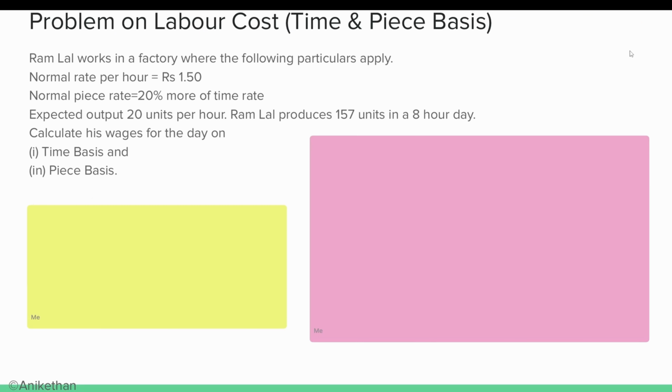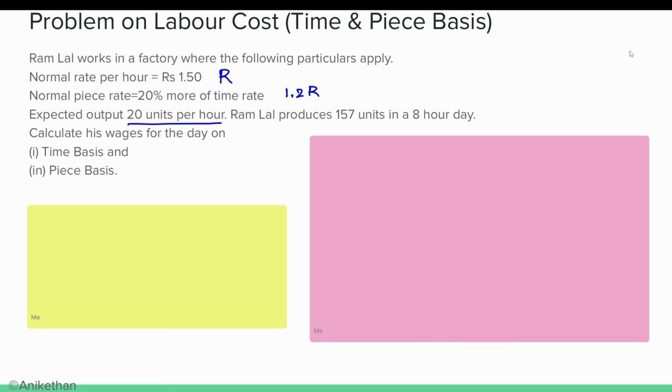So let's see a problem on labor cost. Ramlal works in a factory with the following particulars. Normal rate per hour. So what is this? This is nothing but R. Normal piece rate is 20% more than the time rate. So 1.2 R. Expected output is 20 units per hour.